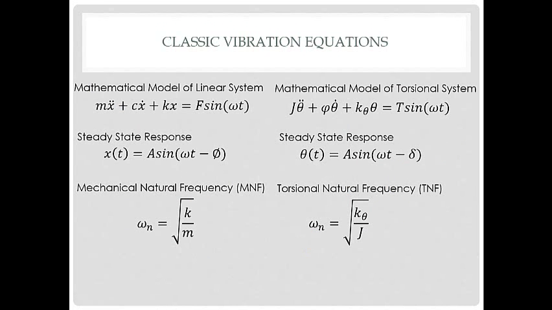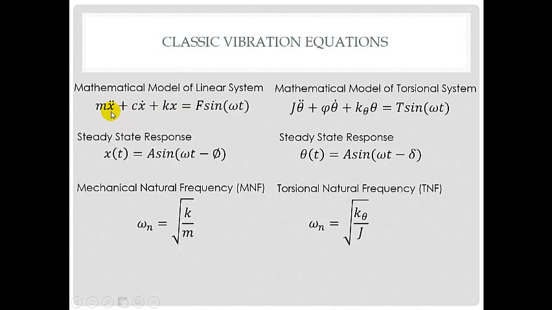Now, just as an exposition of what the differences are, if you look at the mathematical model of a linear system, the classic vibrations equation is m x double dot plus c x dot plus k x equal to the applied sinusoidal force. So what you have, where x double dot is your acceleration, x dot is your velocity, and x is your displacement. C is your damping coefficient, k is your spring constant or your stiffness. Similarly, on the torsional side, you have your polar inertia, which is equivalent to your mass.